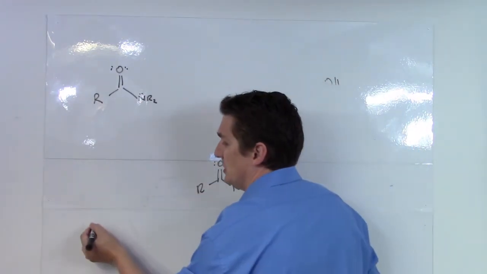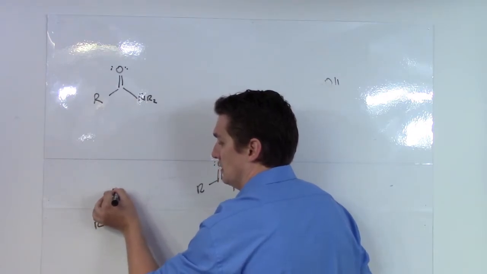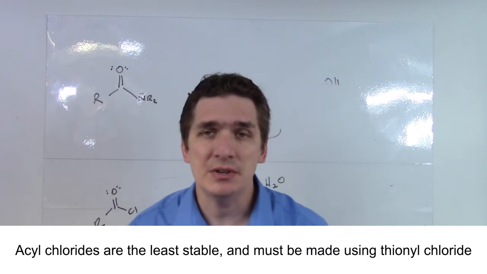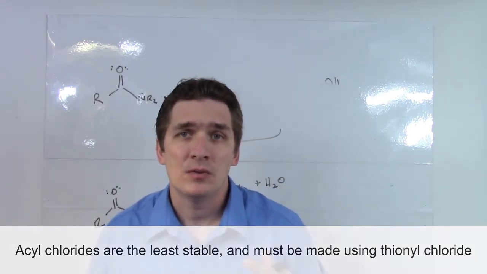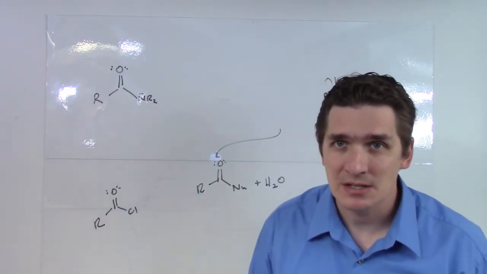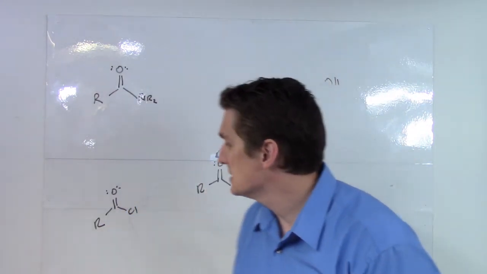The least stable here is going to be your acyl chlorides. So your acyl chlorides here are basically the most easily reacted away. And we make these by taking carboxylic acids and reacting them with thionyl chloride.